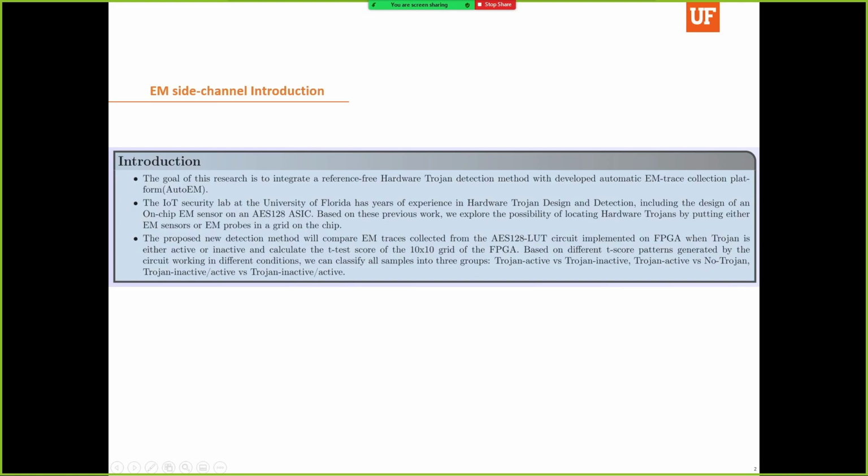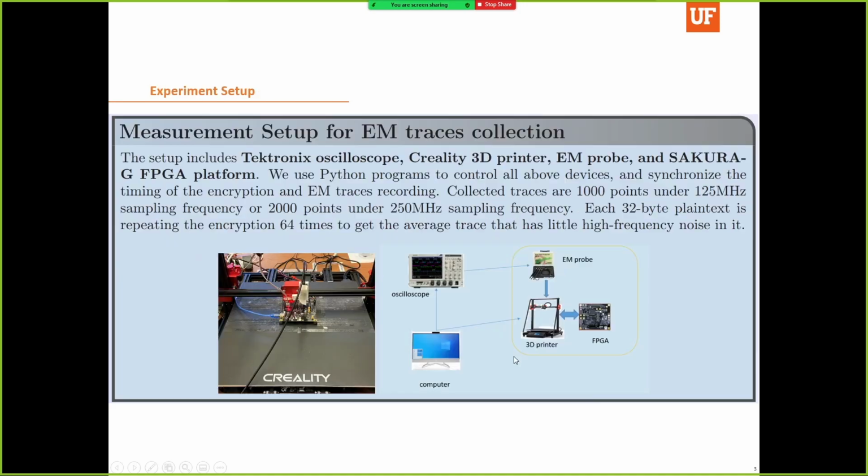So there's already a decent amount of work on Trojan detection through EM side channel, but most of them require a golden model, which is a Trojan-free model. But our work proposes a golden model-free detection method, and we integrated it with the developed automatic EM trace collection platform. The platform is shown below.